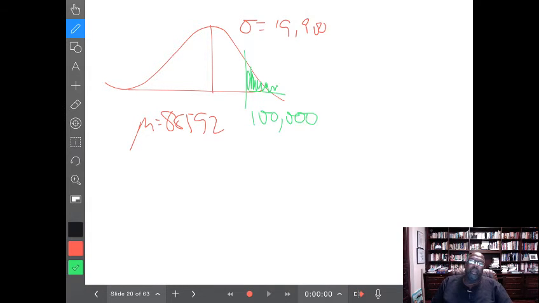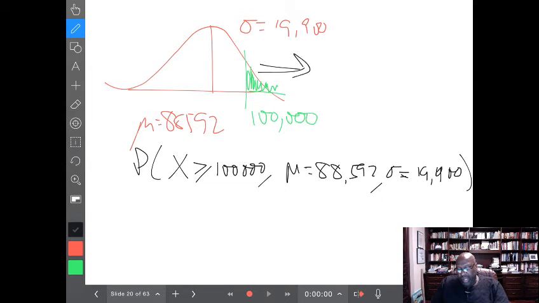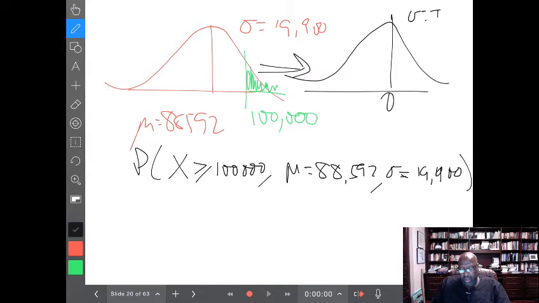All right. So we want to know essentially what is the probability that x is greater than or equal to 100,000, given a mean of 88,592 and a standard deviation of 19,900. Right? So we know that for the standard normal distribution the mean is 0 and the standard deviation is 1, but we would have to find a corresponding value for z for the standard normal table. All right? So remember that this value of 100,000 is a certain number of standard deviations away from this mean of 88,592.